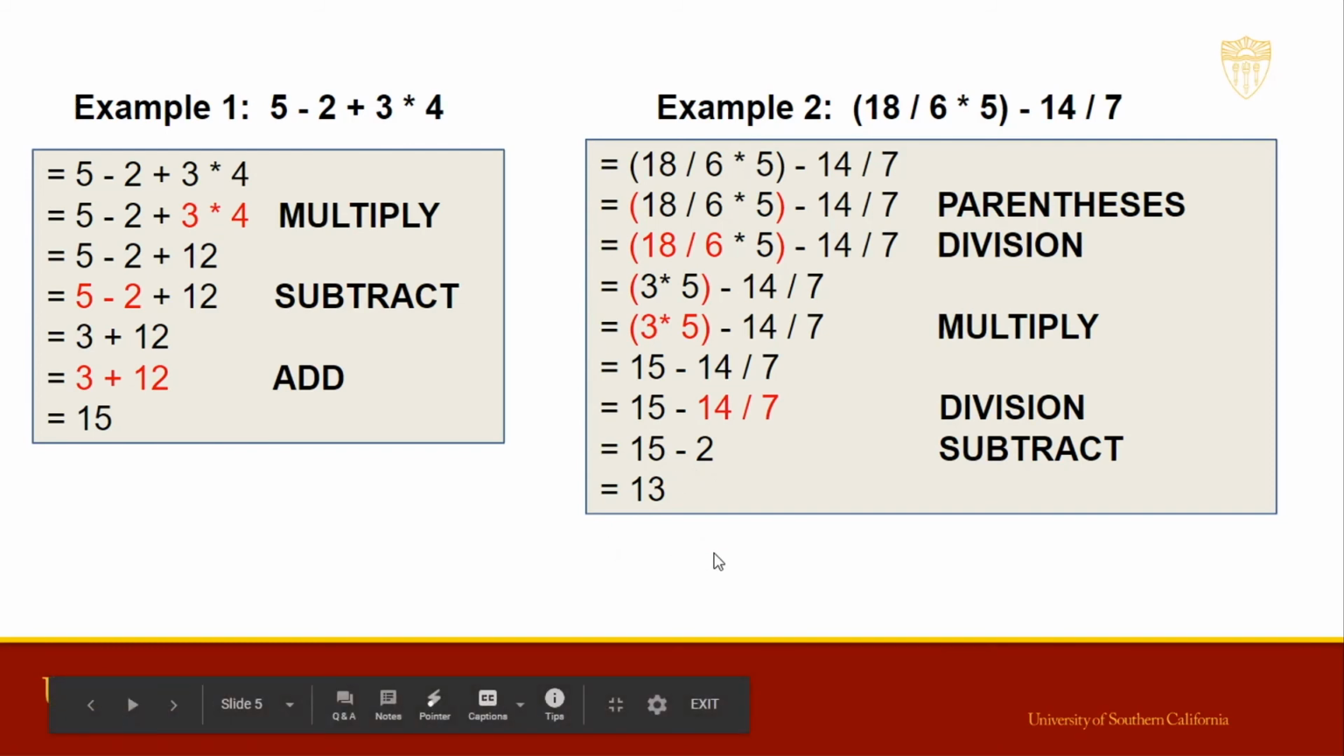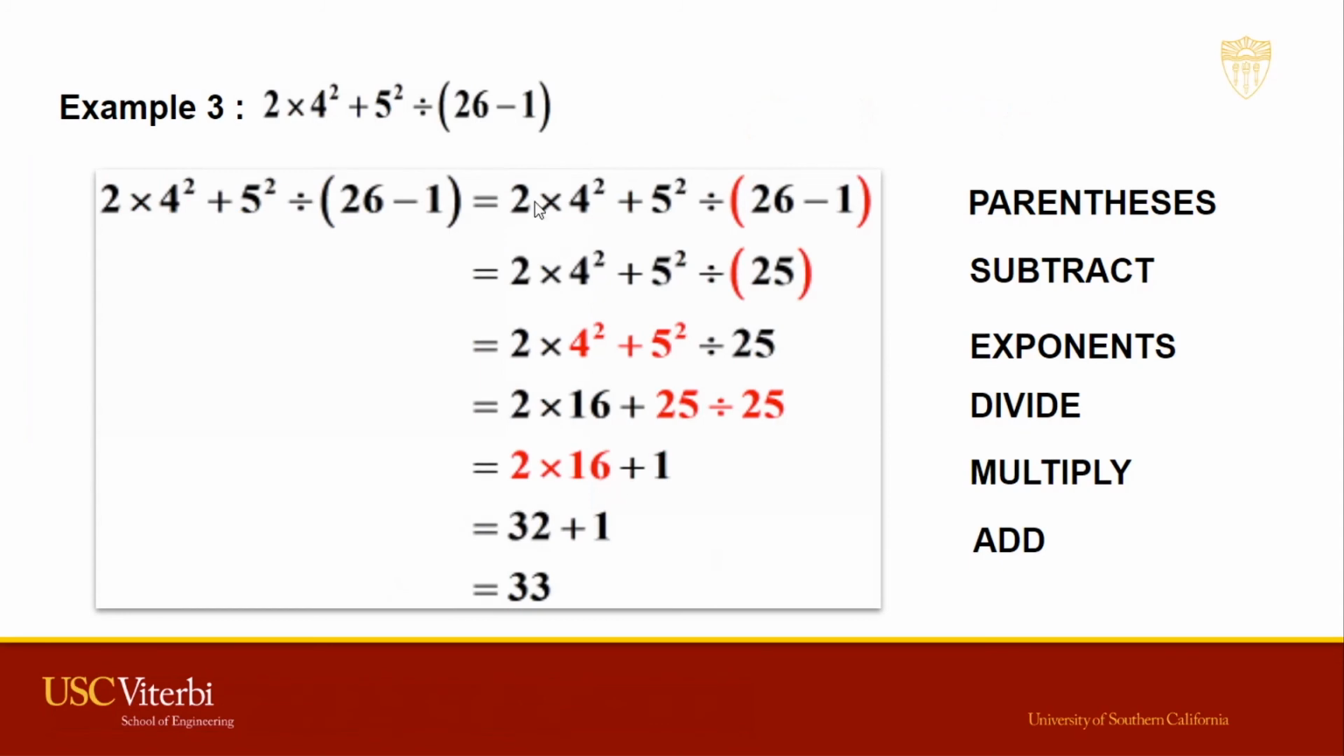Let's see one last example. Here there are exponents and there are parentheses, division, multiplication and addition. It seems a little complicated, but it is very easy to solve. First, again, we have the parentheses to solve. Whatever is inside the parentheses, that is subtraction, gets done first. Then there are exponents. So 4 square is 16 and 5 square is 25. Now there is a division sign. So we perform that first.